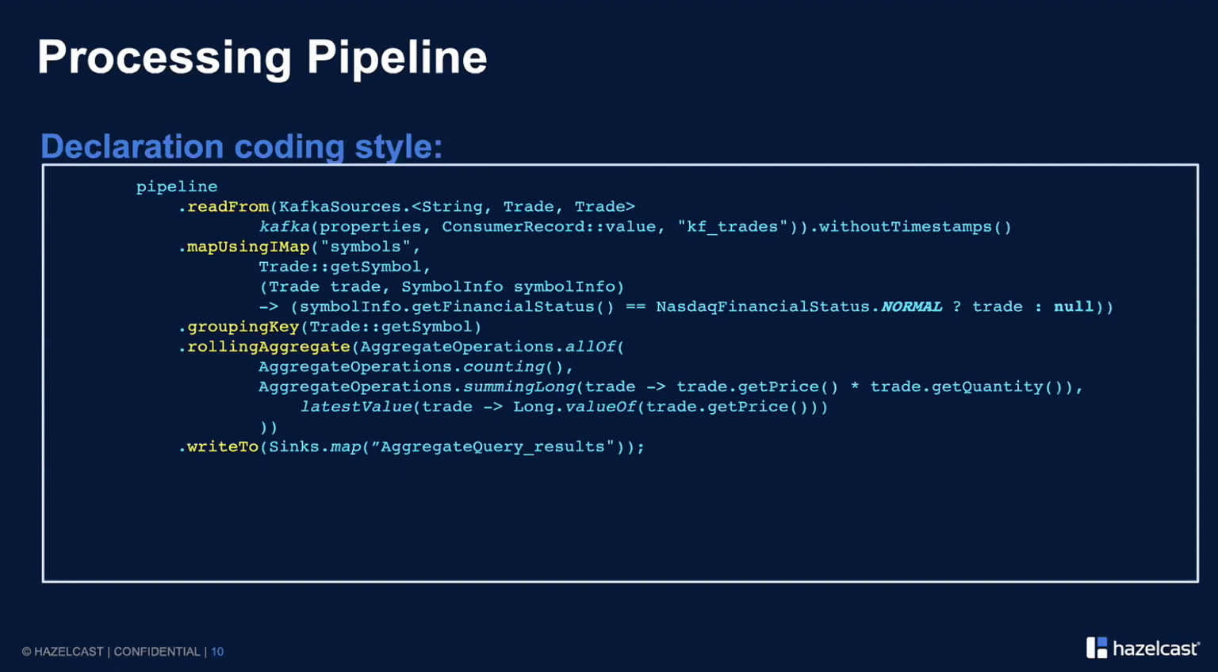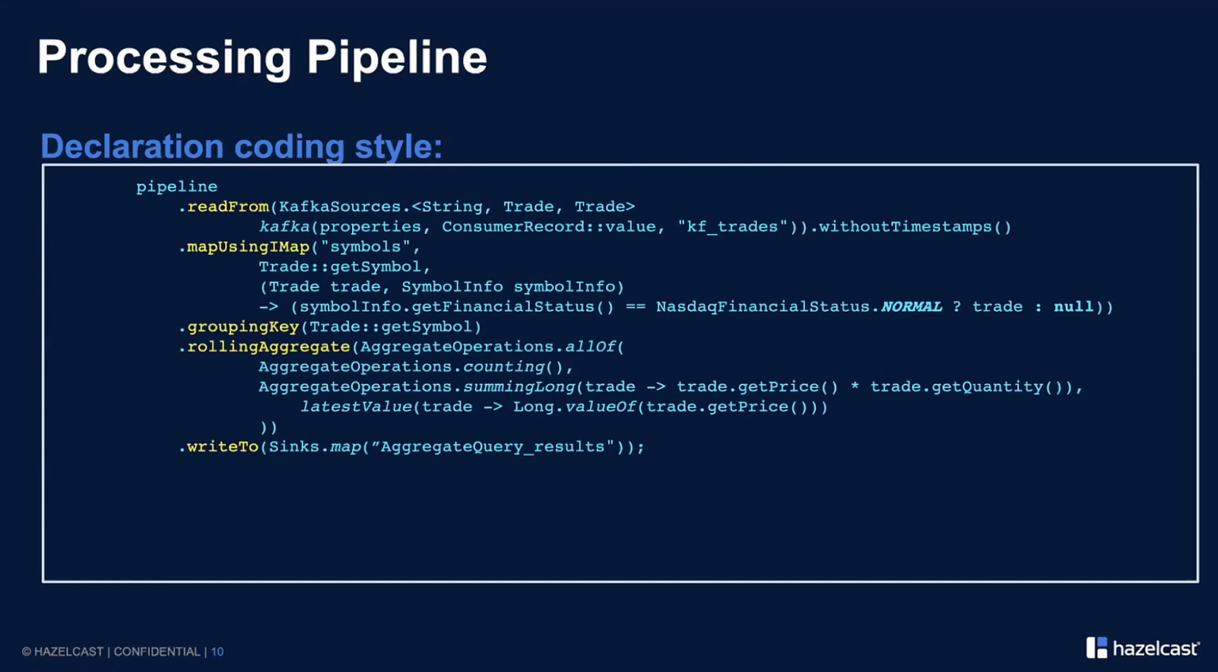The enrichment step, you just give it the name of a map in Hazelcast and check the status of that stock symbol in the map. That's just a reference data lookup. Grouping is straightforward. That's essentially finding a foreign key in the data to become the primary key for the next stage. And then we do a rolling aggregation.